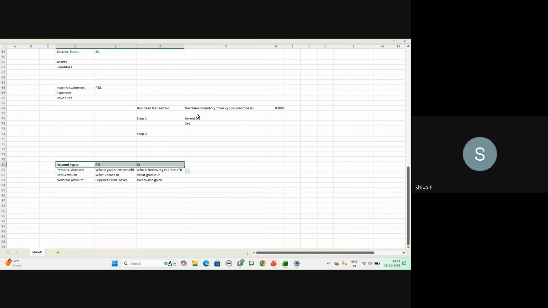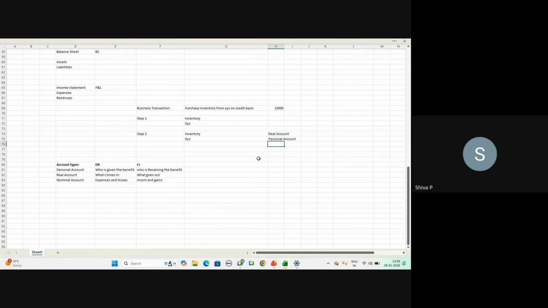So here, step one, you have identified two objects as per the double entry system. Now, you need to identify the account types for this. What is this one, inventory? Which account type is it? Real account. Balance sheet contains the assets and liabilities. This is an asset. Asset means real account. Then find XYZ. What is the account type? Personal account.